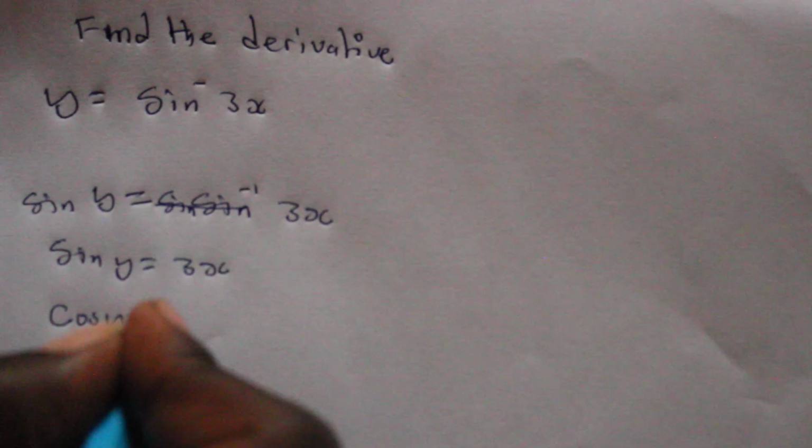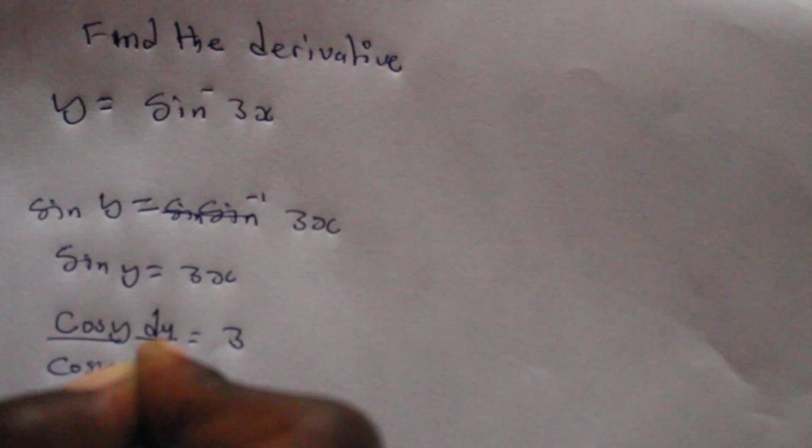Now to find this, you're going to differentiate both sides. But remember that you're differentiating with respect to x. So this one is implicit. So you're going to differentiate it. The first derivative of sine is cos y. But remember that you are differentiating with respect to x, so you are going to add dy/dx. Here, when you differentiate 3x with respect to x, you are going to have 3.